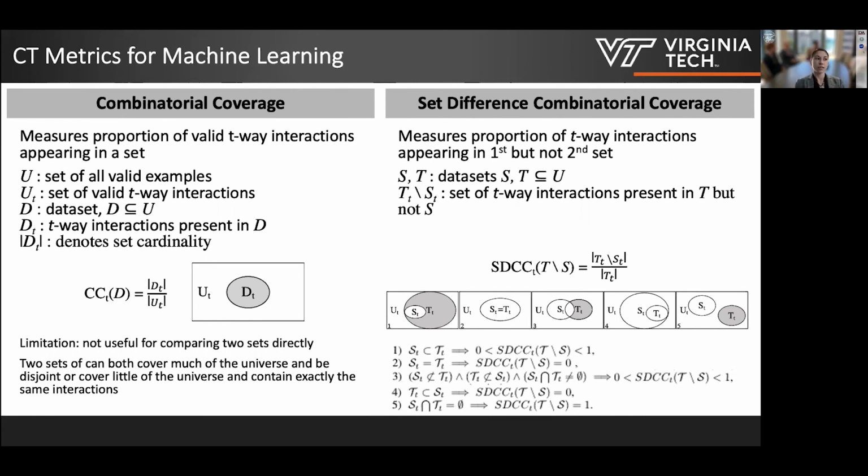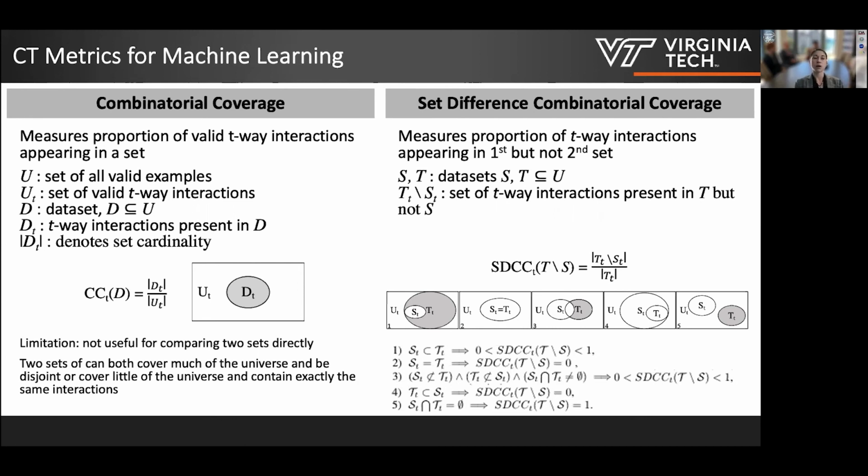And so to deal with this limitation of comparing two sets, we developed a second metric called set difference combinatorial coverage. And this measures the proportion of T-way interactions that appear in the first but not the second set. So let's assume I have two data sets, S and T, and these are both subsets of the universe of valid examples. Again, I define T sub T in the same way that I did D sub T. It's the set of T-way interactions that are present in T. Then when I take the set difference, T sub T minus S sub T, I'm talking about the set of T-way interactions that are present in T, but that are not present in S.